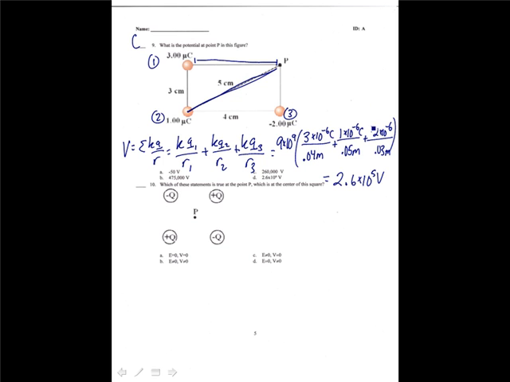Now, a big common mistake is that you leave out this negative sign, but when you're figuring out the potential of a collection of charges, the sign of the charges is important. You need to include that.